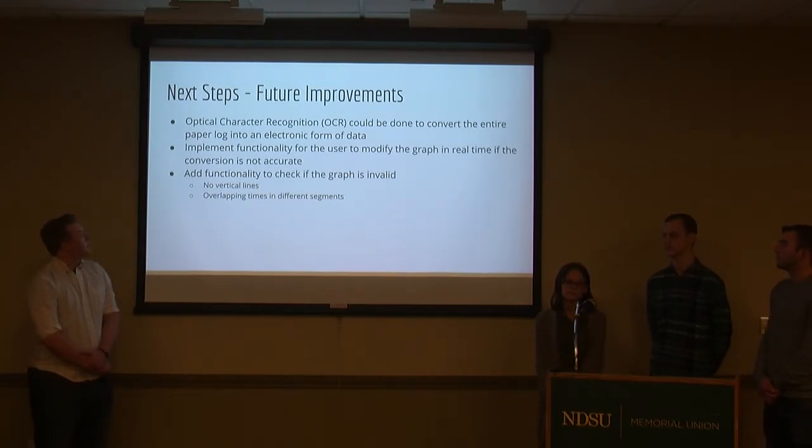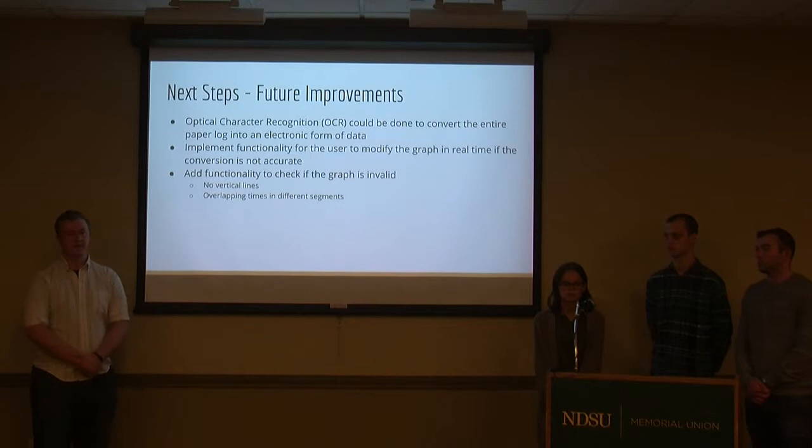And finally, we'd add some functions to check if the graph is valid. So if there weren't any vertical lines in the graph, it shouldn't accept it, because if there's no time changes, you can't really read it. And if there were overlapping times in different segments, so they were doing two different things at once, it shouldn't accept it in that case.